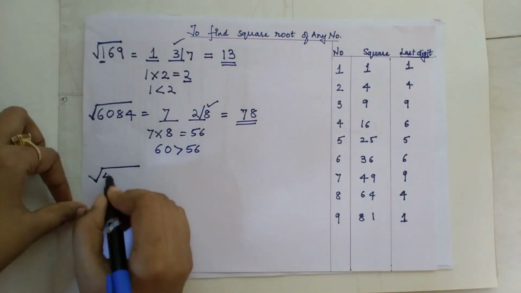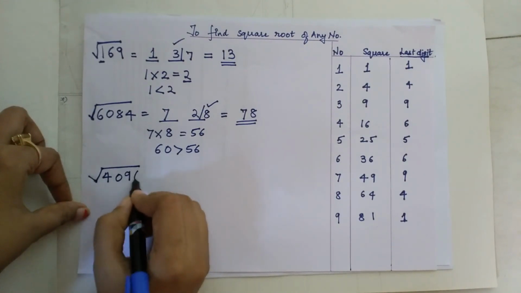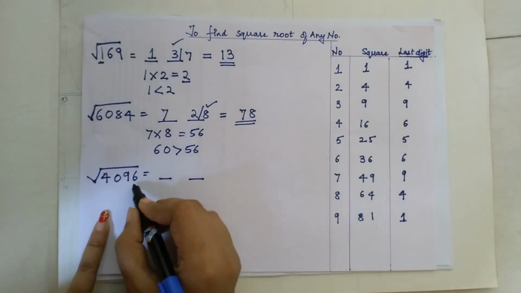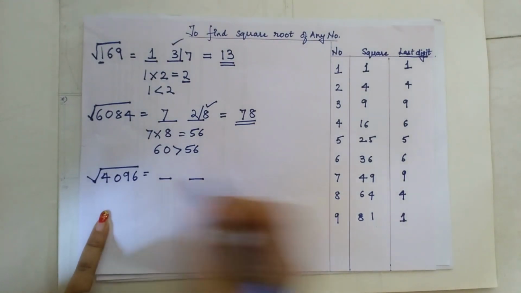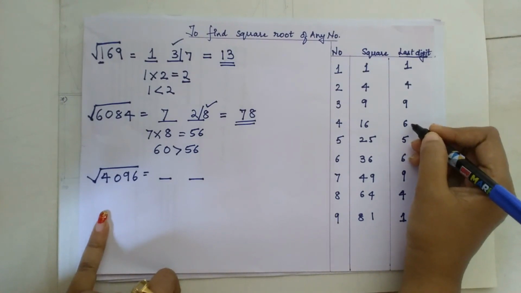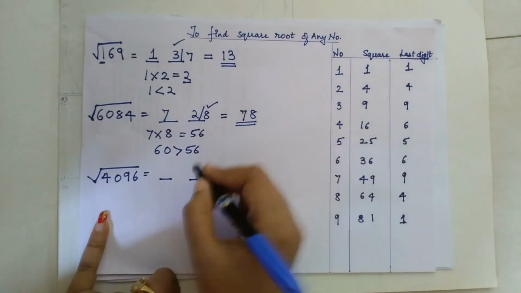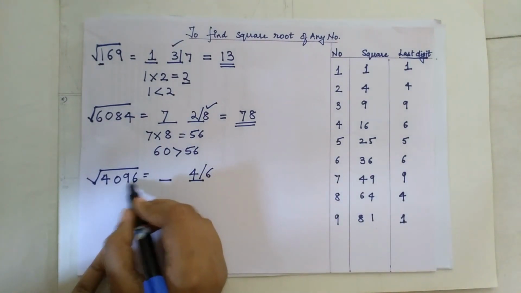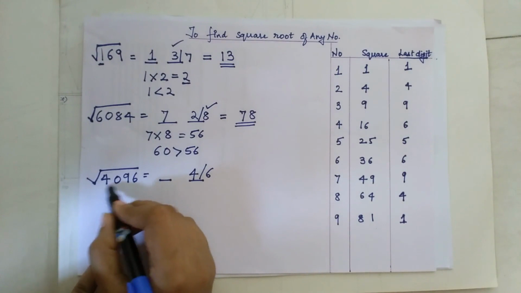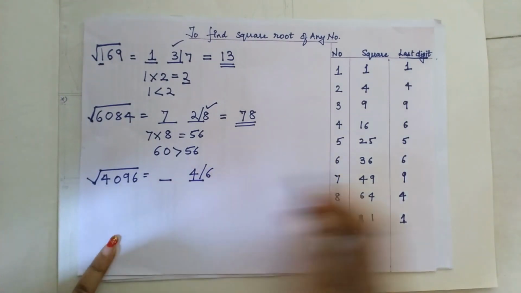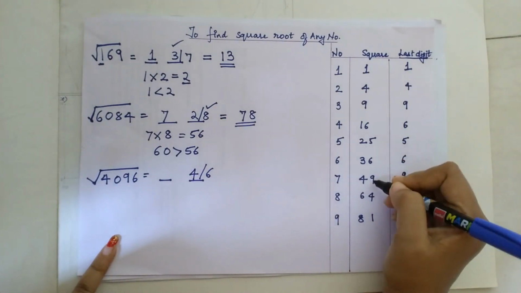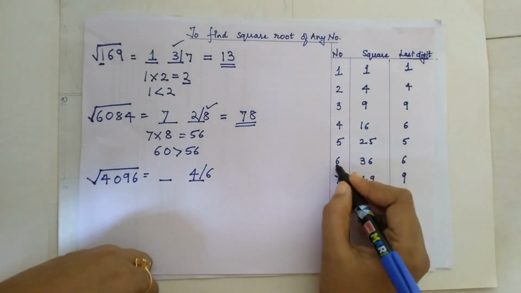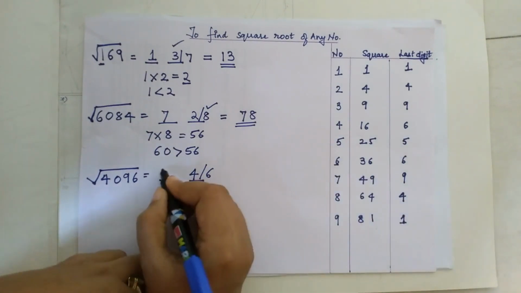Let's find square root of 4096. Again, I'm going to divide my answer in two parts and we are going to concentrate on the units place. The answer is 6. So, we'll check for which numbers my last digit is 6. So, here we are getting 4 or we are getting 6. Now, we are going to skip the last two digits and we'll concentrate on the rest of the number, that is 40, and 40 lies between 36 and 49. But since 49 is greater than 40, so we will take the lesser number, that is 6.